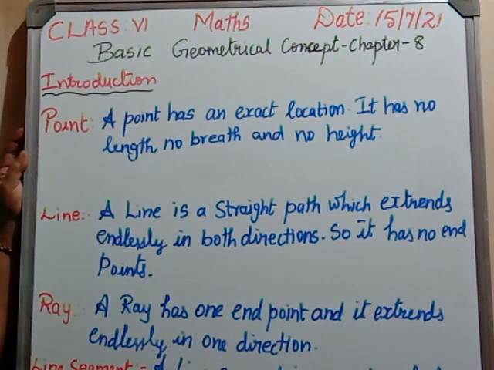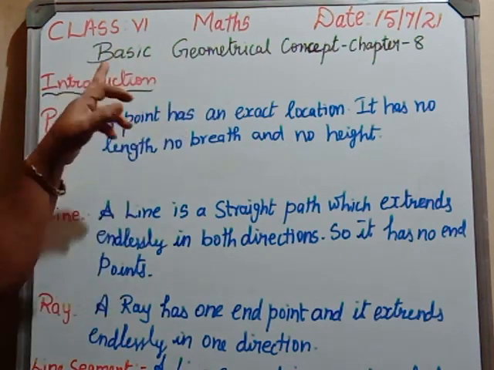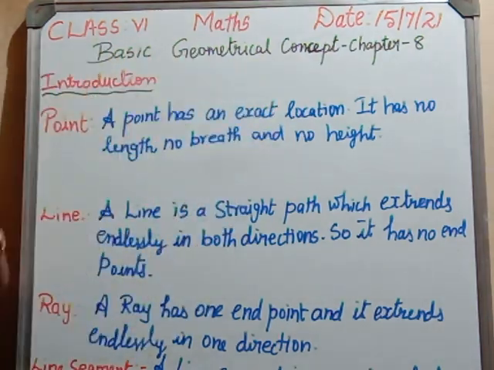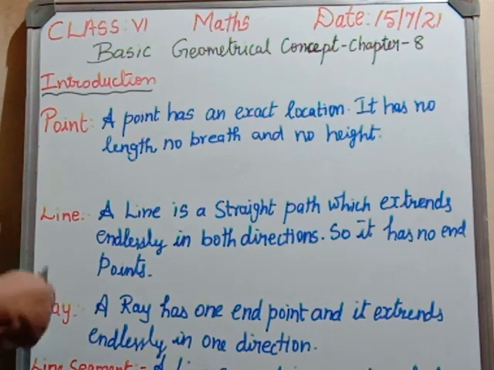Till the previous class, we have completed in our maths first two chapters, the arithmetic chapters. From today onwards, we are going to learn the geometrical part. Chapter number 8, basic geometrical concepts. Children, you studied from first standard what is point, line, ray, everything. Today also we are going to recall everything. Understand? Now, point. What is called point?